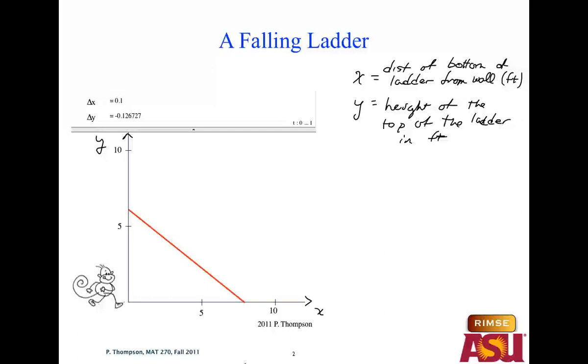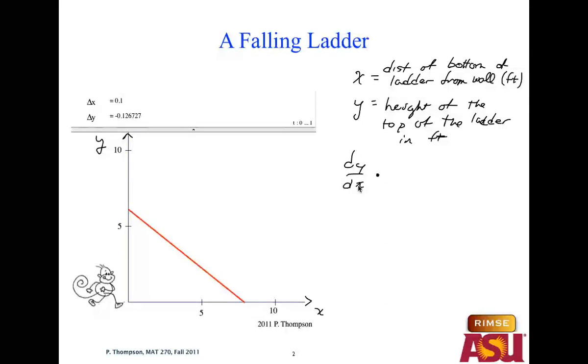The bottom of the ladder moving to the right. For a change in the bottom of the ladder, we're asking what's the relative change in the top? Given a change in the bottom, how much does the top of the ladder decrease? That would be our rate of change. So how can we get that? Where does that come from? We want to find the rate of change of y with respect to x.